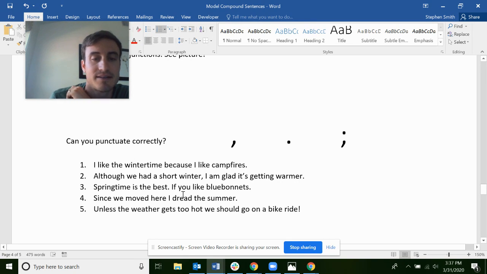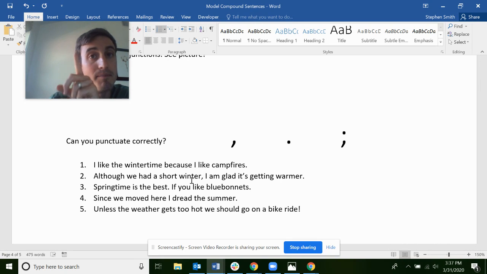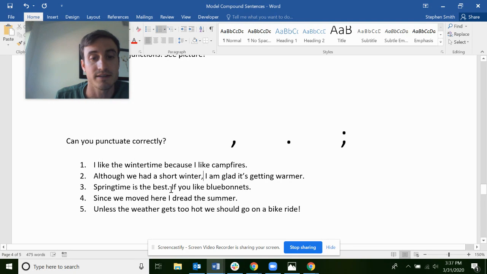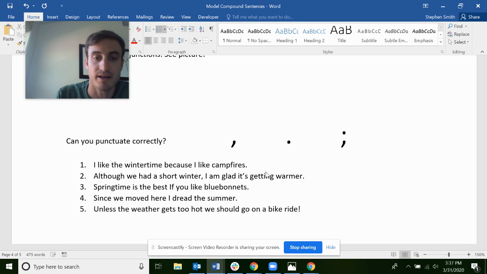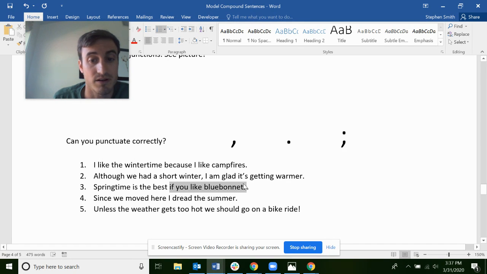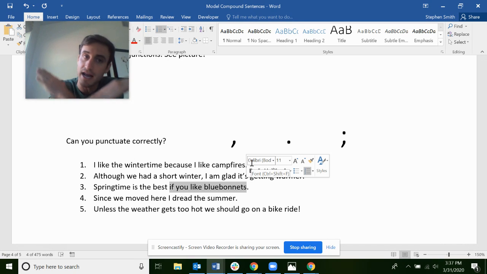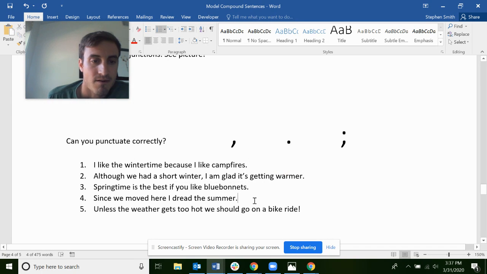Springtime is the best if you like bluebonnets. Now, springtime is the best. That's a complete sentence. That's a complete main clause. If you like bluebonnets, that is not a main clause. That is a subordinate clause. So I'm going to join it by deleting the period and making if lowercase. Now, since the subordinate clause comes second, I do not need a comma, okay?